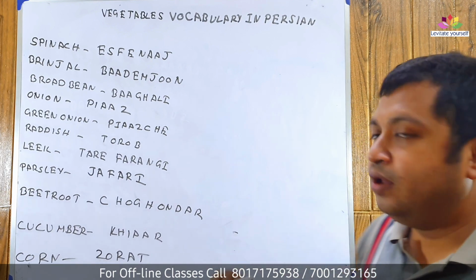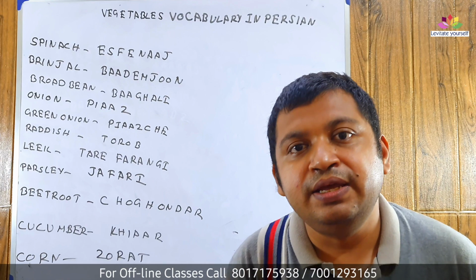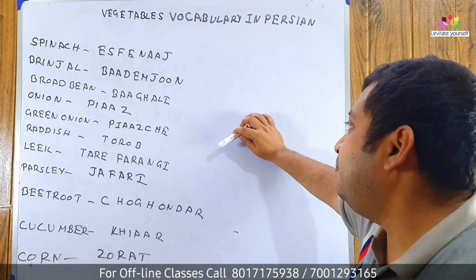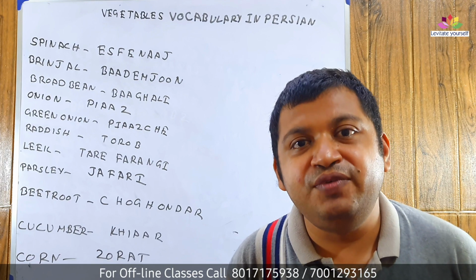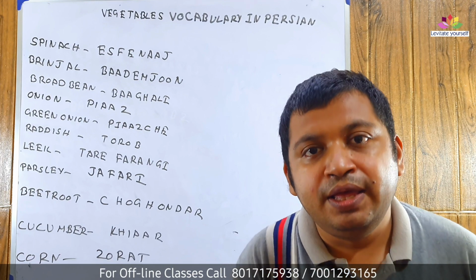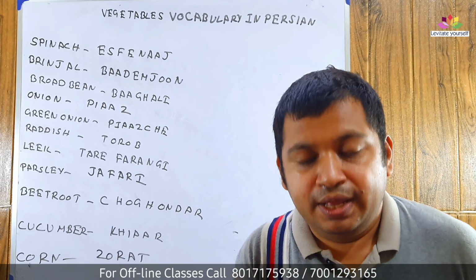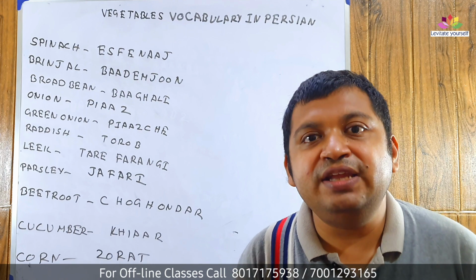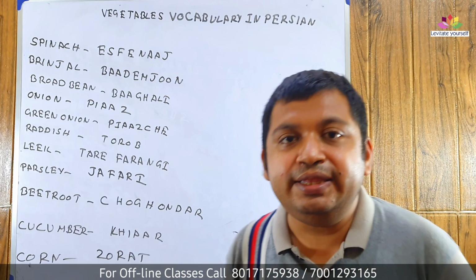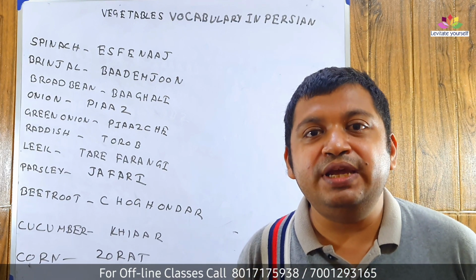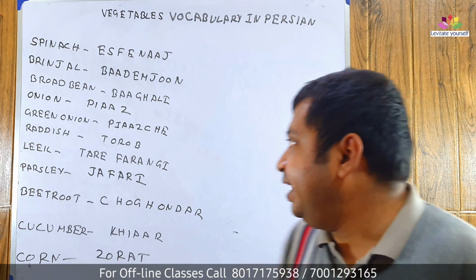Onion, piyaz. Let's pronounce it with me. Onion, piyaz. Move to the next word. Green onion, piyazche. Let's pronounce it with me. Green onion, piyazche. Move to the next word. Radish, torob. Let's pronounce it with me. Radish, torob. Leek, tare-farangi. Let's pronounce it with me. Leek, tare-farangi. Move to the next word.